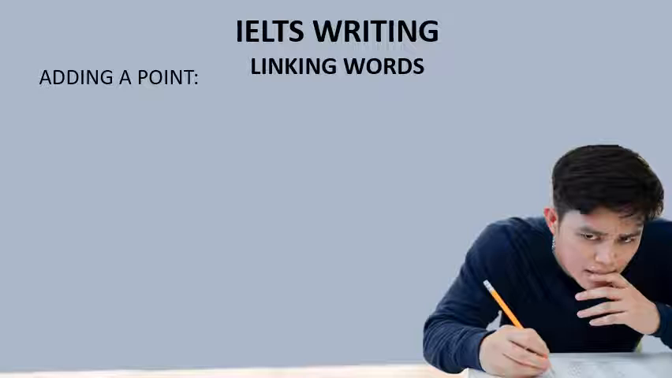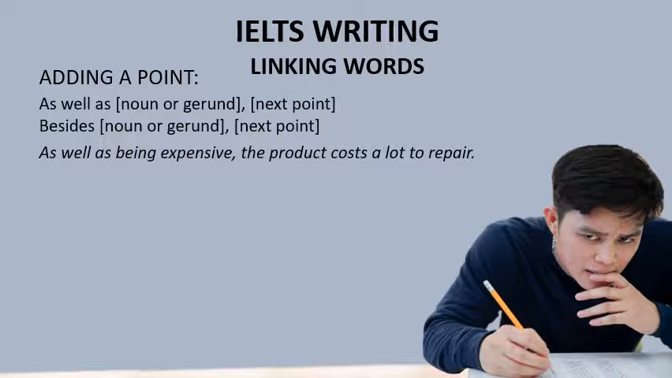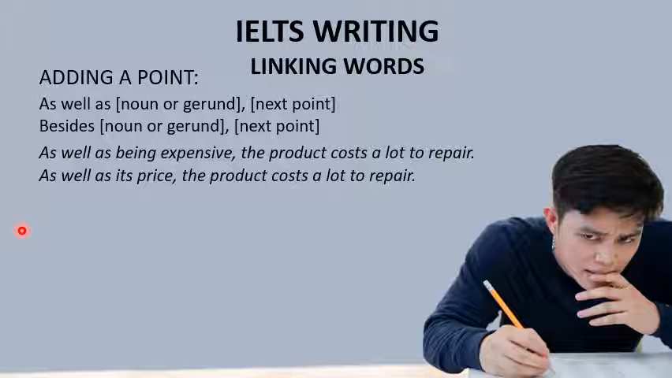Here are some more linking phrases that you can use when adding a negative point to a negative point or a positive point to another positive point. "As well as", followed by noun or gerund, comma, and then your next point. Or, "besides" followed by noun or gerund, and then your next point. For example, "As well as being expensive, the product costs a lot to repair." We have "as well as" plus gerund, "being". Or, "As well as its price, the product costs a lot to repair."